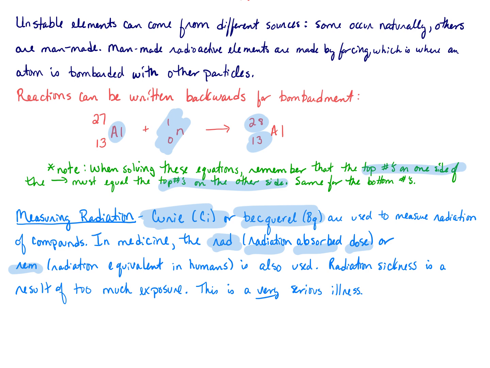So radiation sickness is a result of too much exposure. It is very serious. There's not really a way to reverse that. That's just sort of what happens. And so you need to be very careful with radiation. And that's why I stress to you, if you end up working in healthcare, please, please make sure you protect yourself.